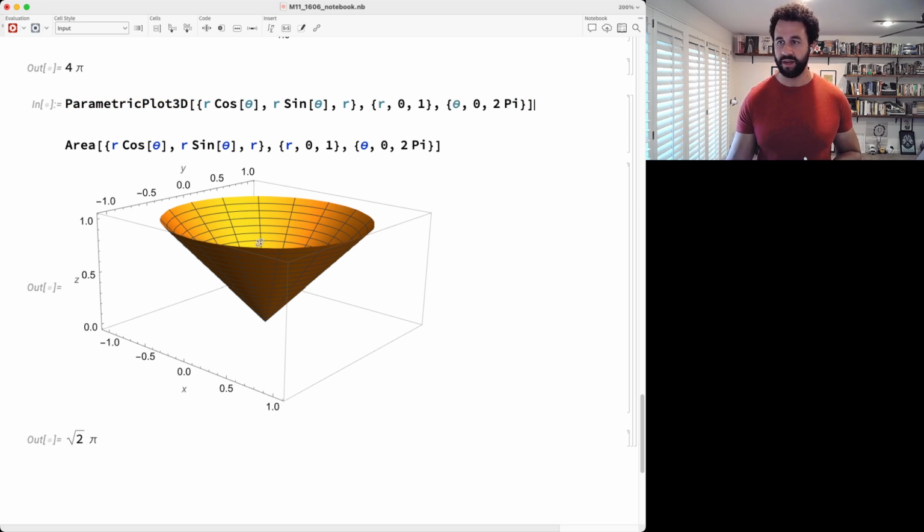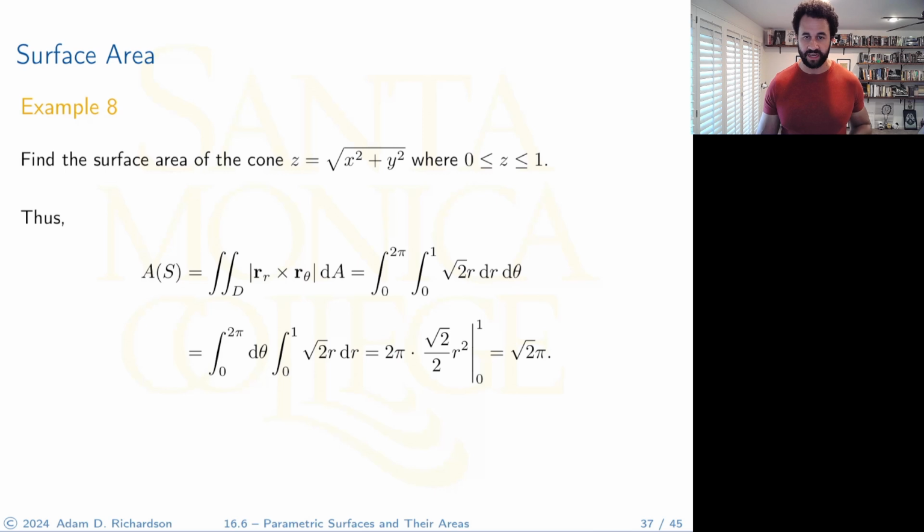So this plots the graph, and then this is the formula to compute the area. It is literally just Area. I'll talk a little bit more about it at the very end of the lecture, but this is the Area command. So we put in our vector function, and then we put in the bounds for our parameters as well. And then we run it, and it gives us the area, root 2 pi, just like we had in the slides. So Mathematica can do this too. All right, now let's go back to the slides.